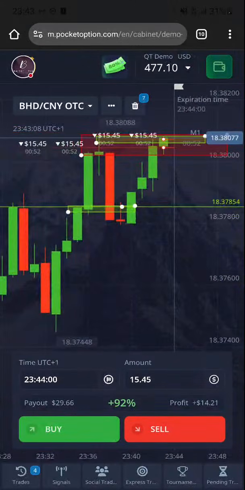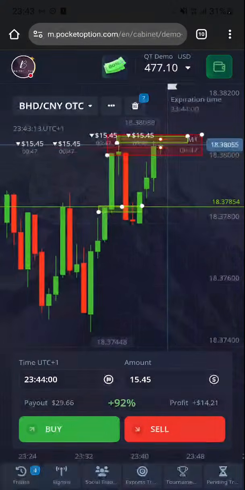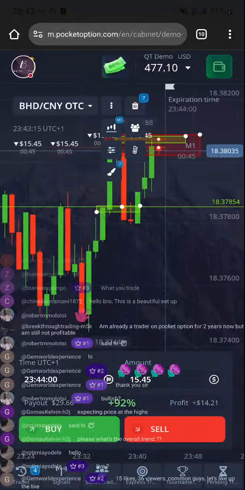I'm going to take this trade. I'm expecting a pullback. If it doesn't happen, it's fine also. Trust me. You understand?